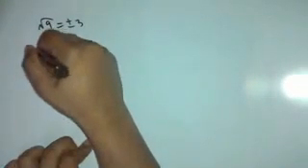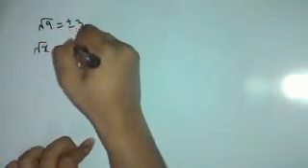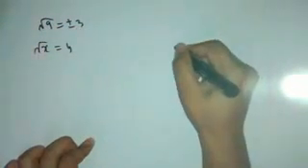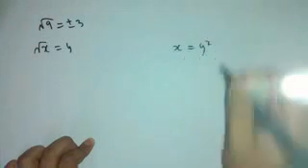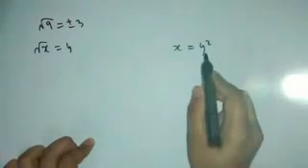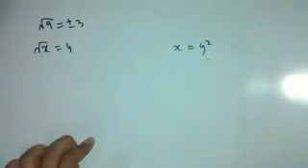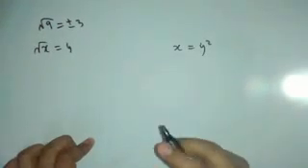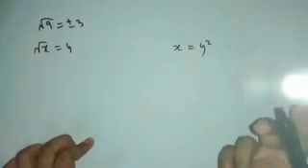So let's take two equations, root x is equal to y and x is equal to y square. Actually, this is not a function, because the definition of a function is that for every value of x there is a unique value of y.